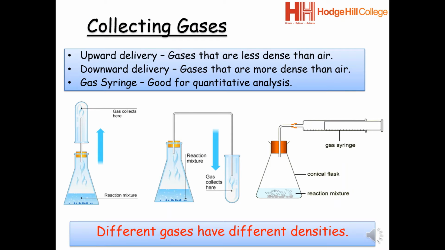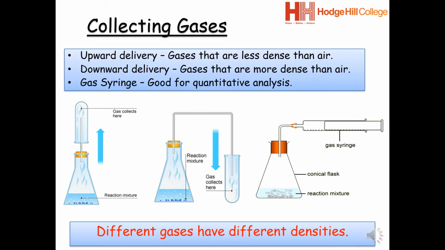There are various ways by which we can collect gases. We're going to be looking at three. Now, the first method is the upward delivery. This is where we collect gases that are less dense than air, for example, hydrogen gas. The first diagram to our left, this is what we call upward delivery, where the gas, because it's lighter, is collected at the top of the tube.